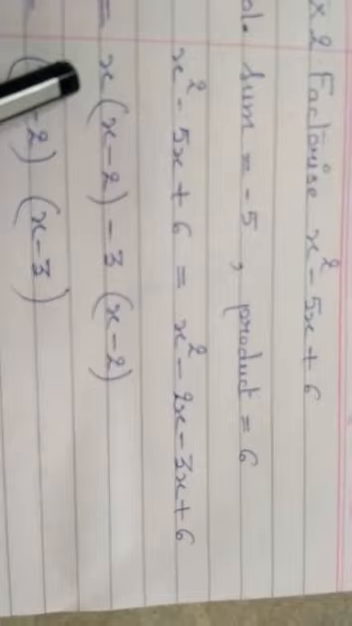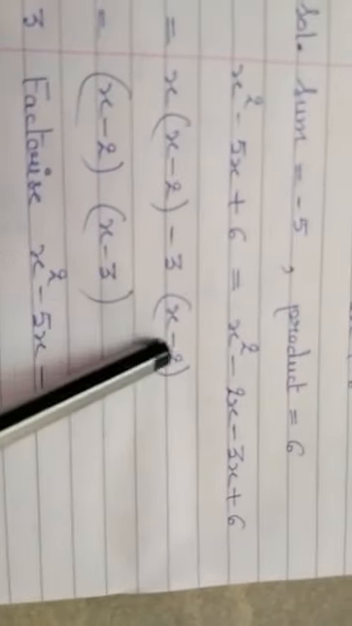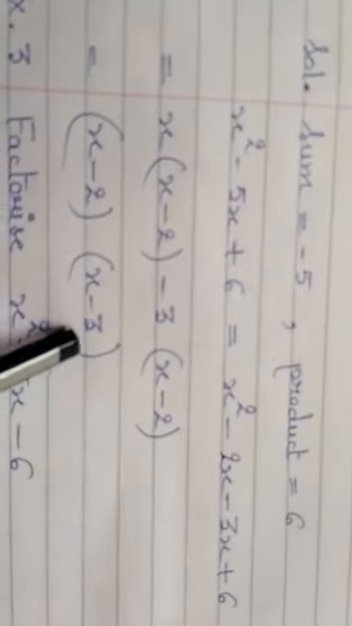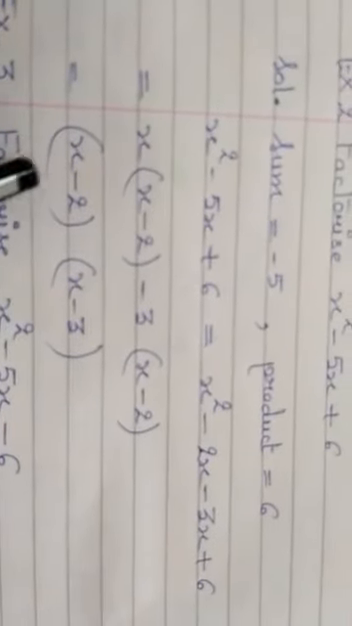So now take out common from first and second. Common is x. So it will become x minus 2. Take out common from last two terms. Common is minus 3. So if you take minus 3 common, it will become x minus 2. Now take x minus 2 as common. So the other bracket will become x minus 3. So these are the two factors of this question.